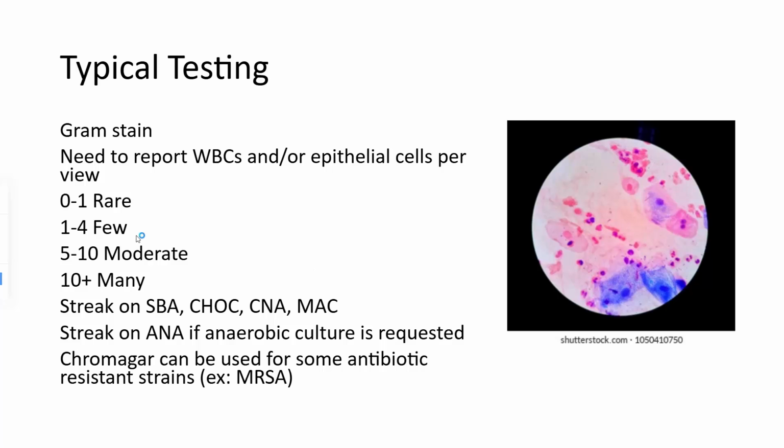Usually when you're putting the results into the computer, there's a drop-down menu and it will give you these options. You're going to streak the fluid onto SBA, chocolate, CNA, and MacConkey. Streak onto ANA if anaerobic culture is requested. Chrome agar can be used for some antibiotic-resistant strains, such as MRSA. Chrome agar is a primary isolation agar, and it produces predictable colors that help distinguish organisms. This is what MRSA looks like on this type of chrome agar, but depending on what type of chrome agar you have, different organisms are going to appear different colors.